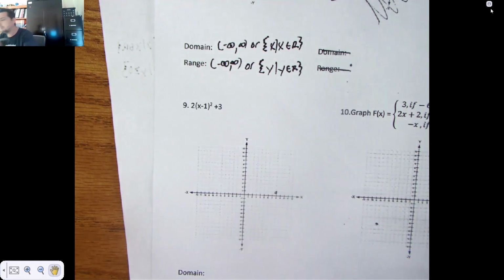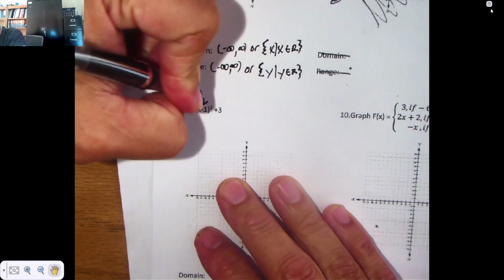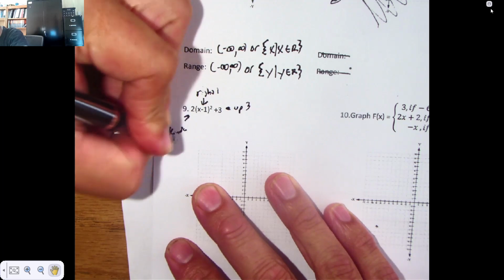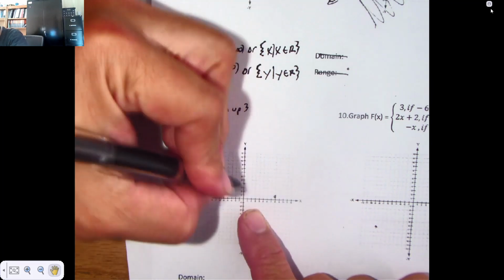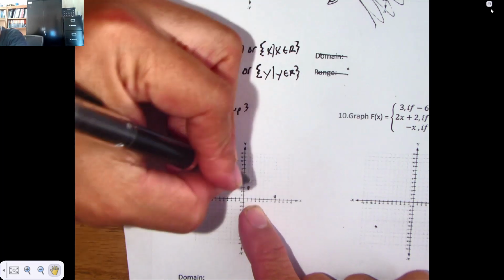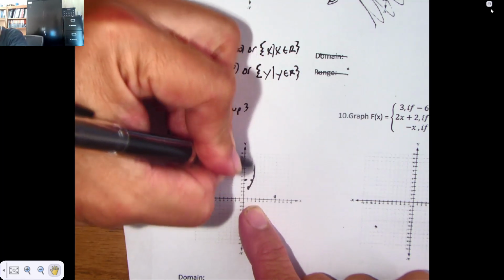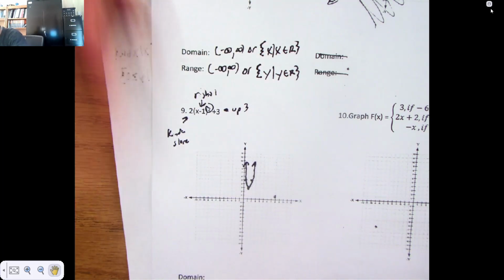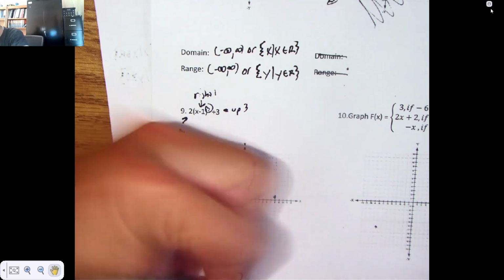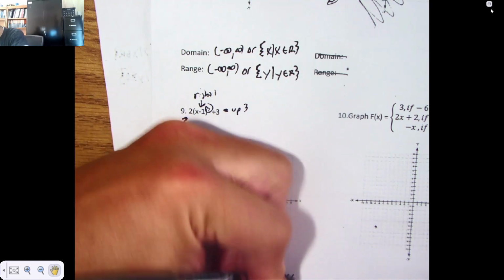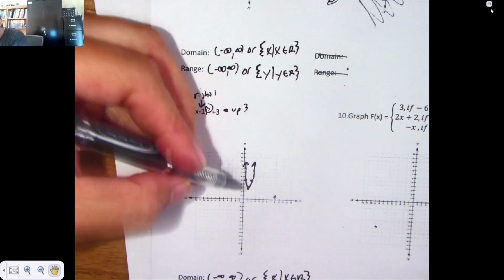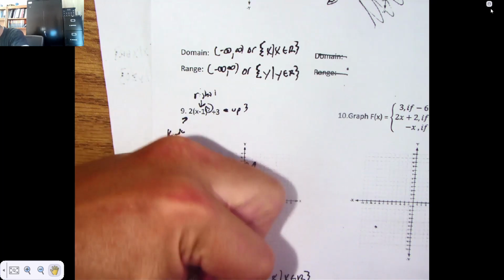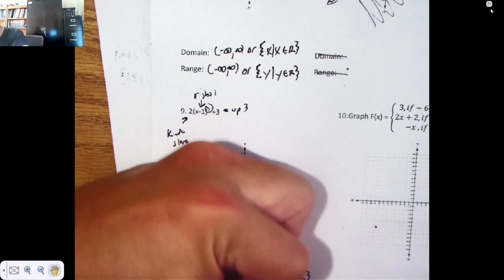Twice x minus 1 squared plus 3. So we have a right 1, and we have an up 3. This is my kind of slope. So right 1 up 3 puts me right here, and I am to rise 2 and run 1. And I am drawing the parabola, not a v. It is a parabola because of the square, and its domain is -infinity to infinity, or all values of x such that x is an element of the real. Its range is 3 up, so 3 to infinity, or all values of y such that y is greater than or equal to 3.